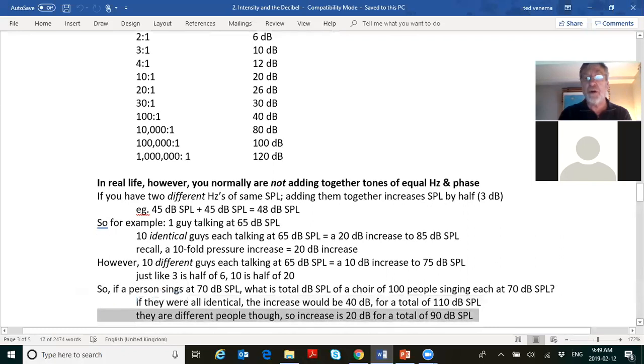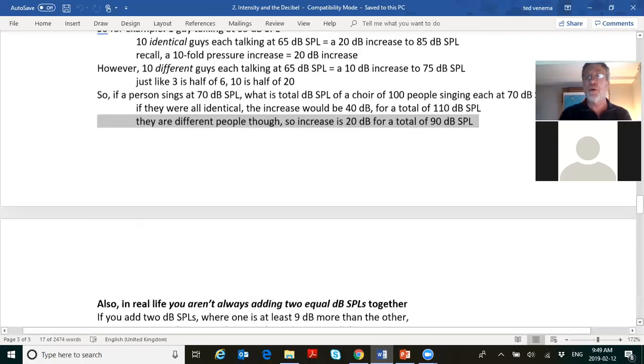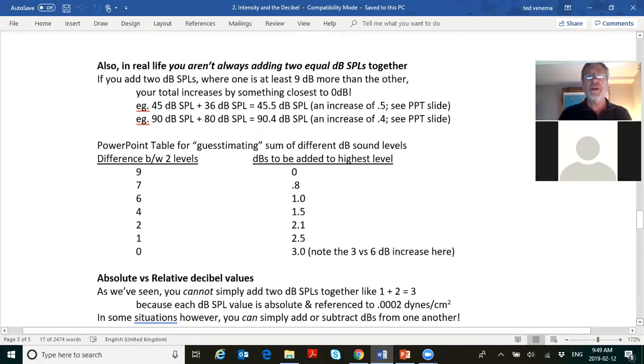Let's move on down. Let's go to page 4. There you go, we're moving.